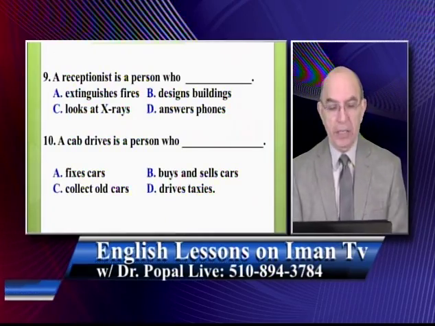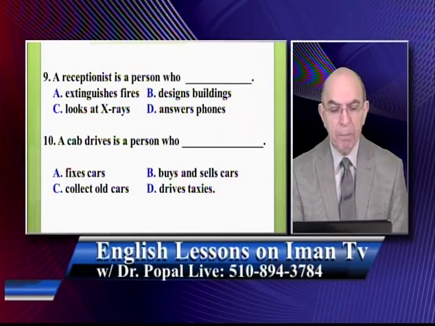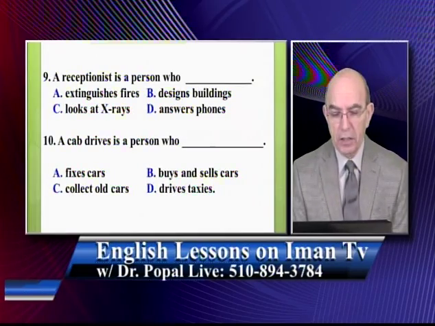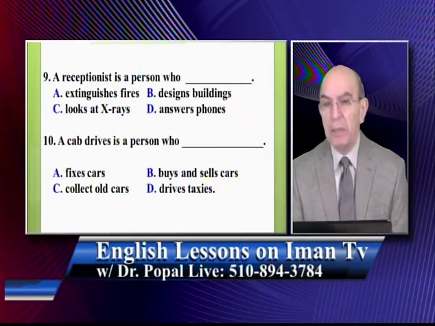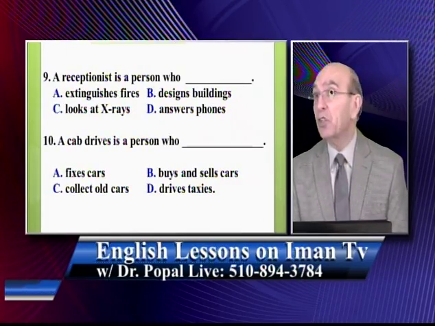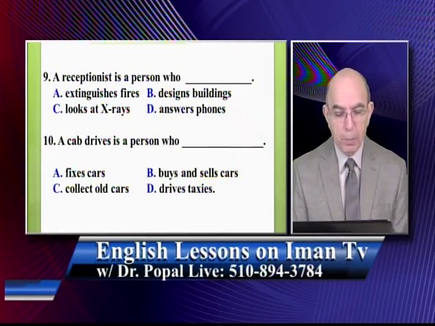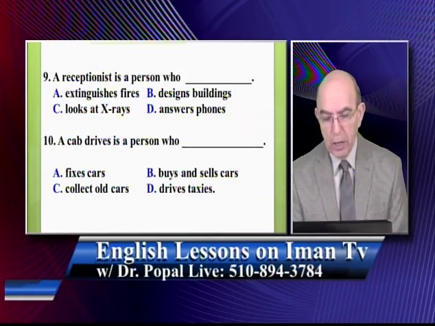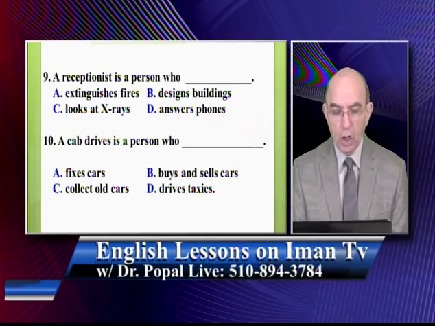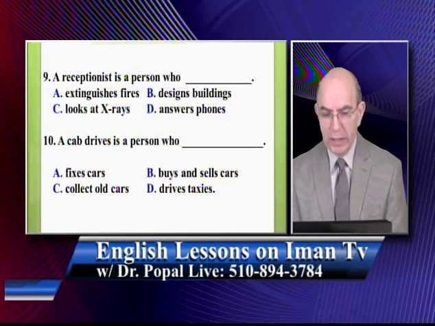Sentence number 9. A receptionist is a person who A, extinguishes fires, B, designs buildings. C, looks at x-rays. D, answers phones. Number 10, a cab driver is a person who fixes cars, buys and sells cars, collects old cars, drives taxis. Which one is the correct answer?